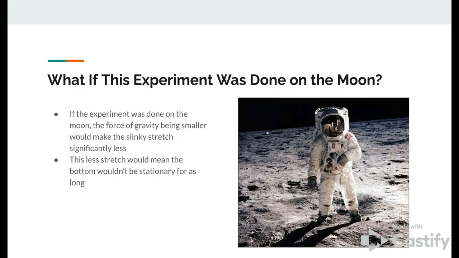If this experiment was done on the moon, the force of gravity being smaller would make the Slinky stretch significantly less, and the less stretch would mean the bottom wouldn't be stationary for as long.